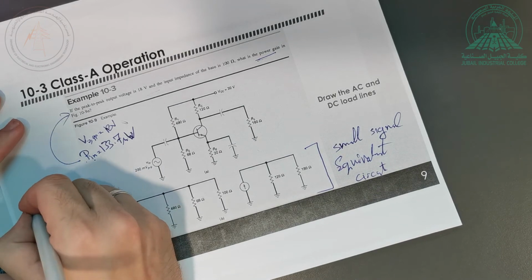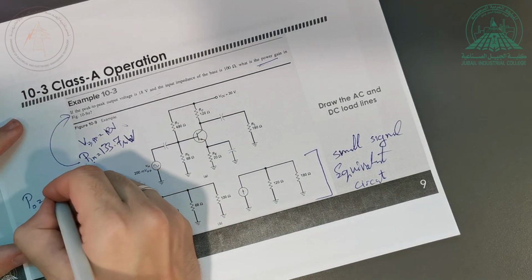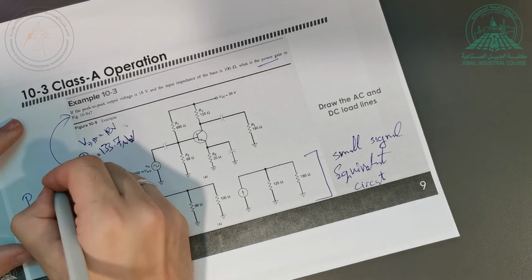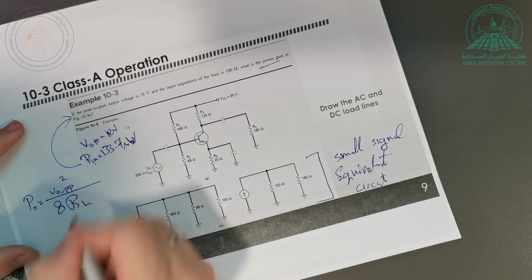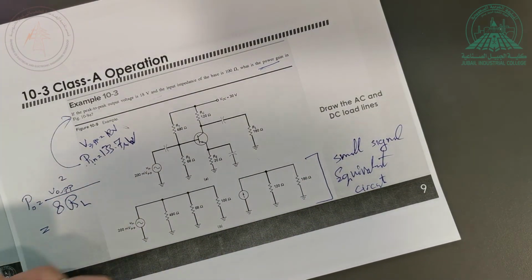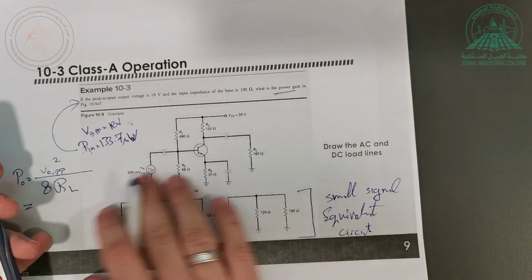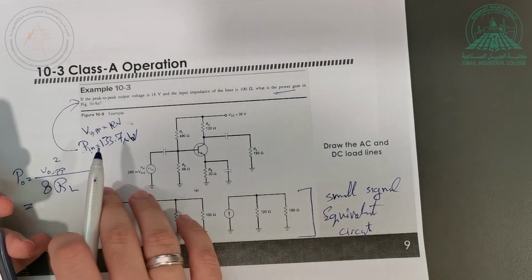So P out we said is equal to what? If I have peak to peak, then it is equal to V out peak to peak squared divided by 8 RL. Because this is peak to peak, pay attention. Okay, so I'll do that here. So it is 18 squared.